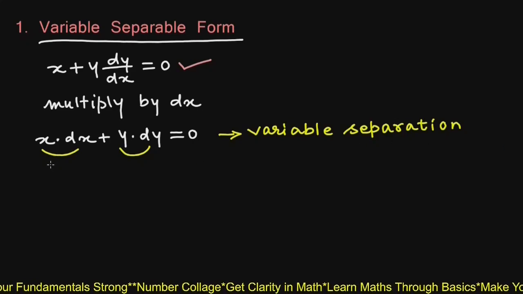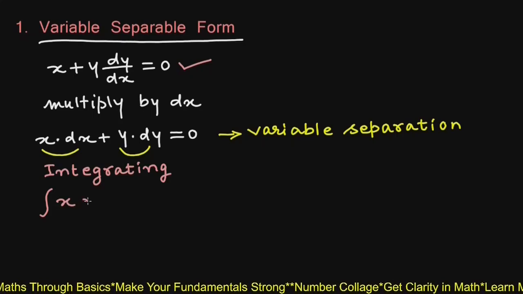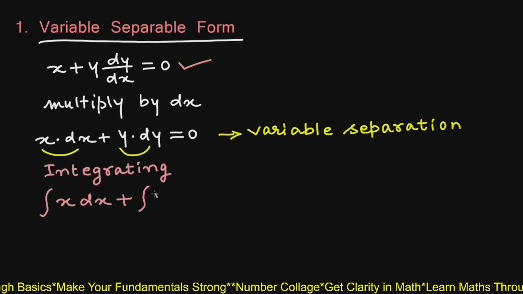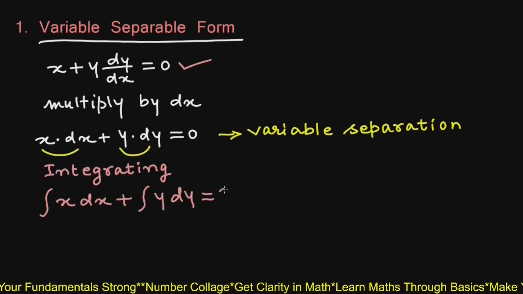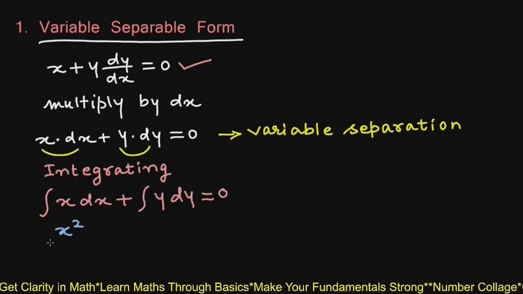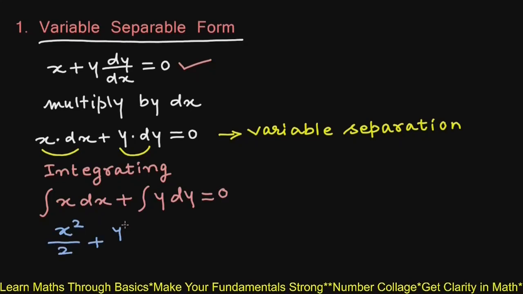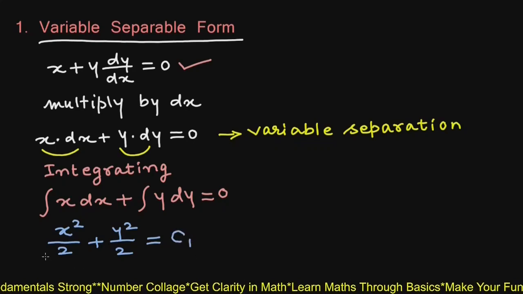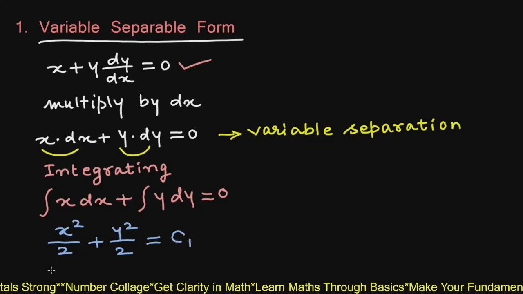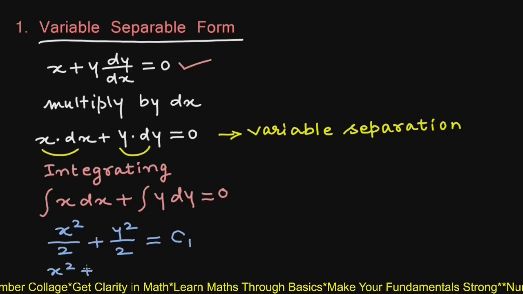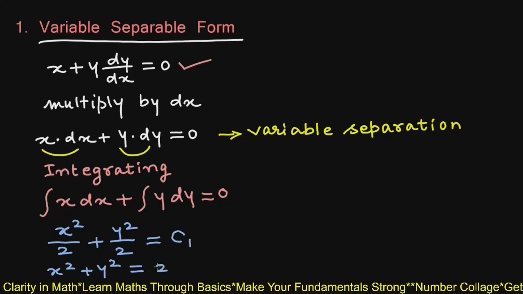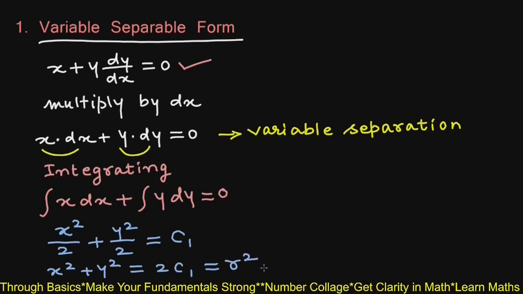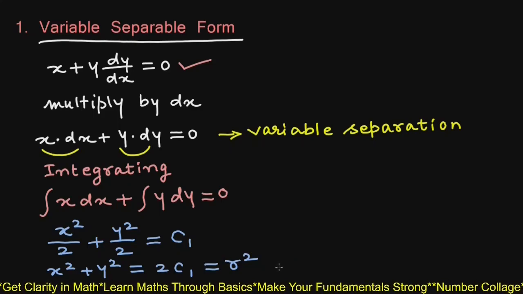Now we will integrate this. Integral x dx plus integral y dy equals 0. This will be x square upon 2 plus y square upon 2 equals constant of integration c1. Multiplying throughout by 2, this will be x square plus y square equals 2c1, which we write as r square, where r is the radius of the circle.